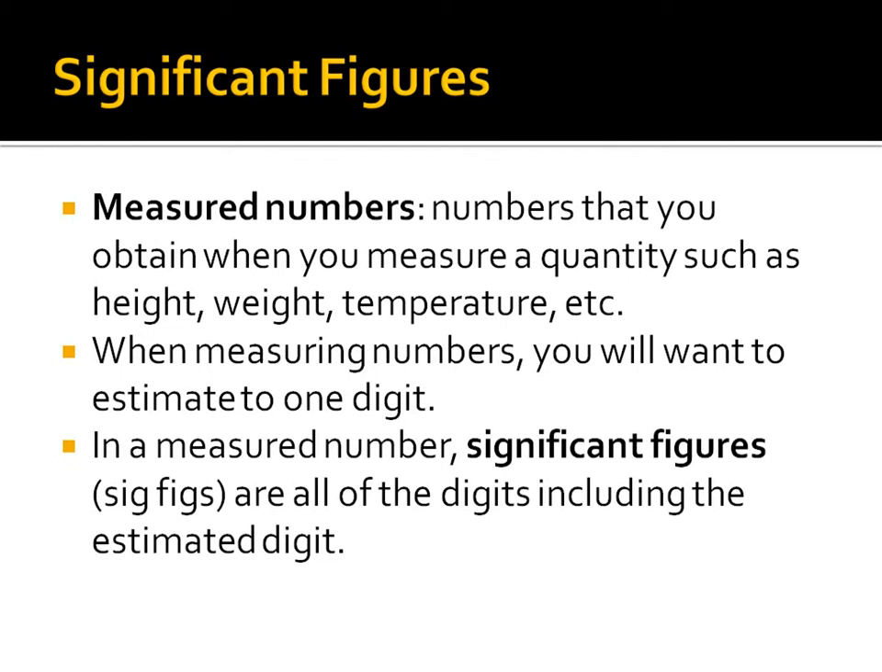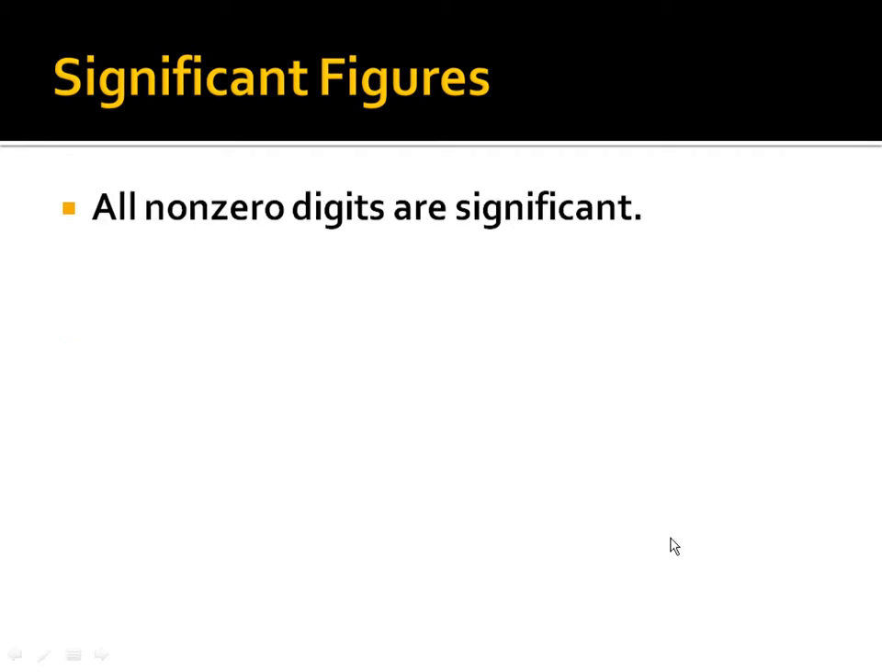In a measured number, significant figures, I like to call them sig figs, are all of the digits including the estimated digit. And these are the numbers that are said to be significant and the numbers that we need to report, whether it's in a calculation or based on laboratory experiments. So we are going to review the rules for significant figures and talk about which numbers are significant and which are not, and show examples of these.